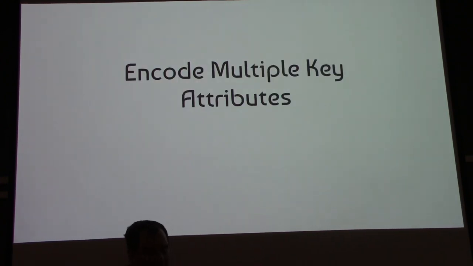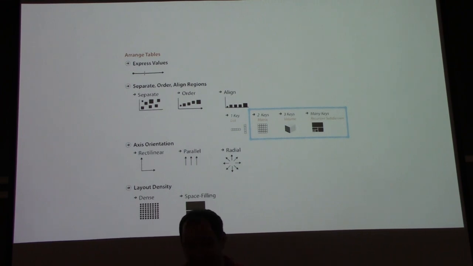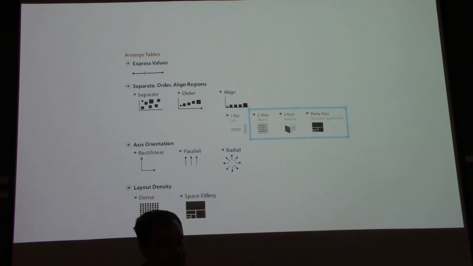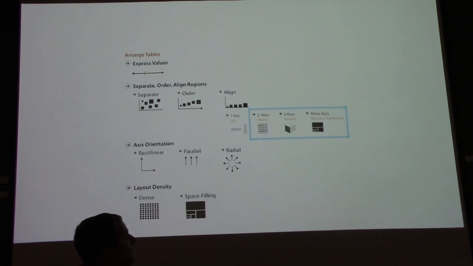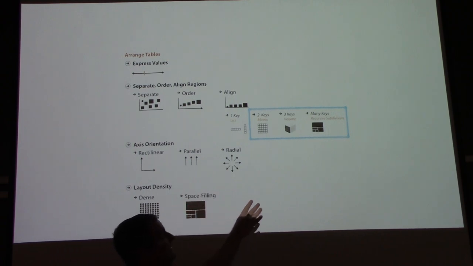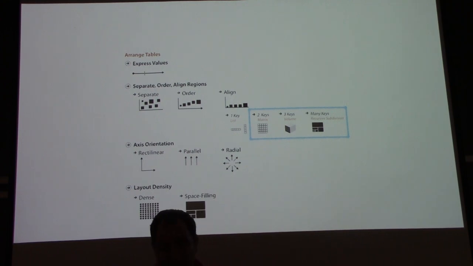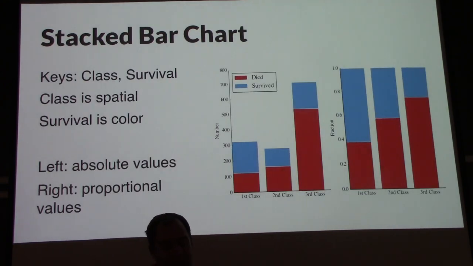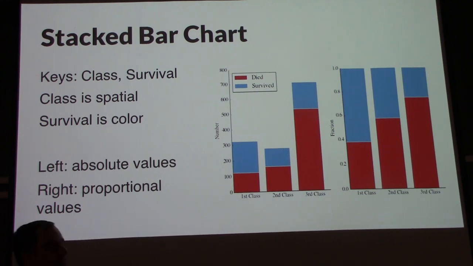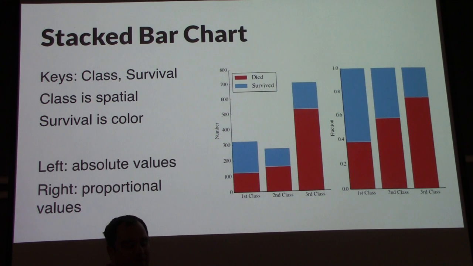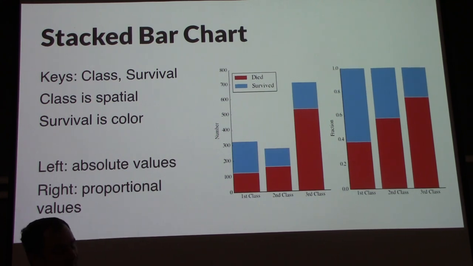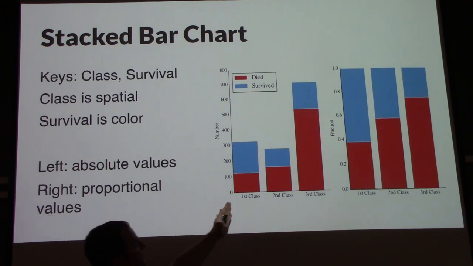And if you want to encode multiple key attributes, we have a couple of different choices, if you have two keys, three keys, or many keys. Here we'll talk about matrices and recursive subdivision. We will start with recursive subdivision. It sounds more complicated than it is. What recursive subdivision is, is something like this bar chart, where we use the key class to partition it. So the class is spatial: first class, second.